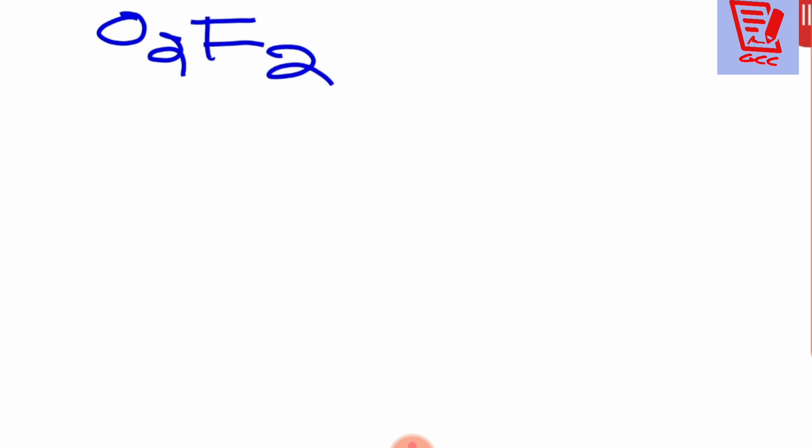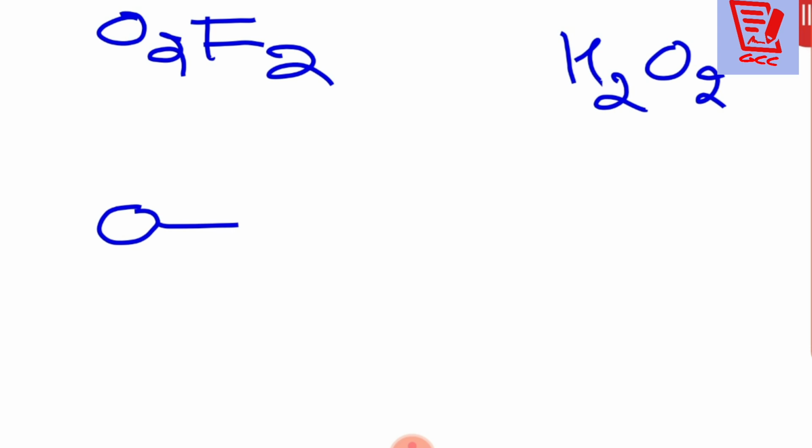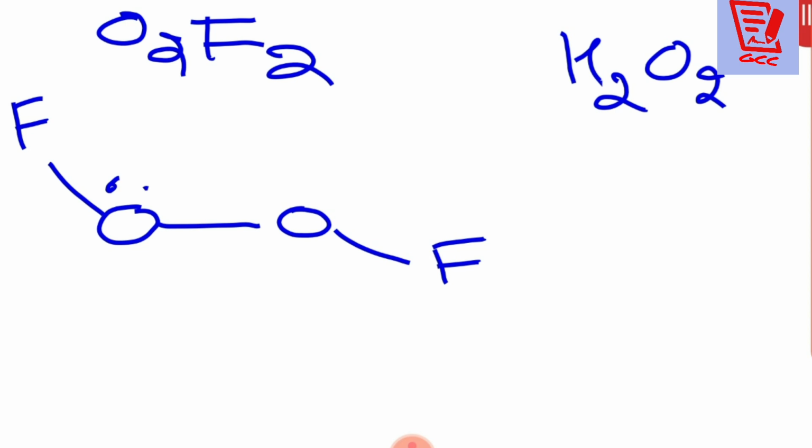O2F2. Whenever we are talking about the structure of O2F2, we can compare this structure with H2O2. You must see there, all of you. This is O2, this is F, again fluorine, and there will be the lone pair of electrons like this.